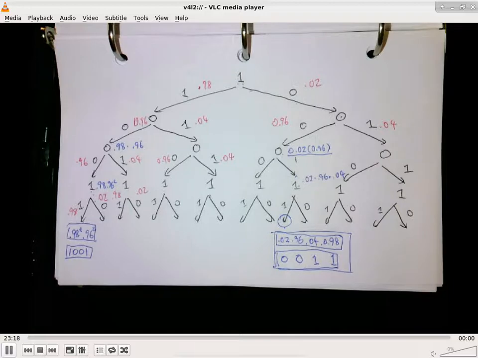I'm still a little confused about the far left, where you have 0.98 times 0.96, with both of them being squared. How does that result in the 1001? Just write it down like that. Just pick your numbers accordingly. These initial probabilities are pretty much the same as yours.